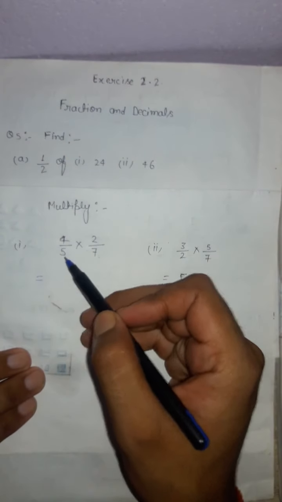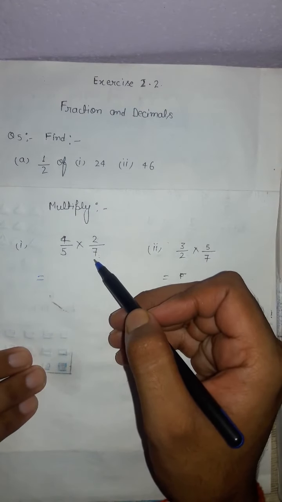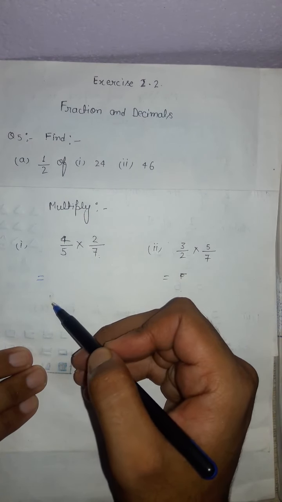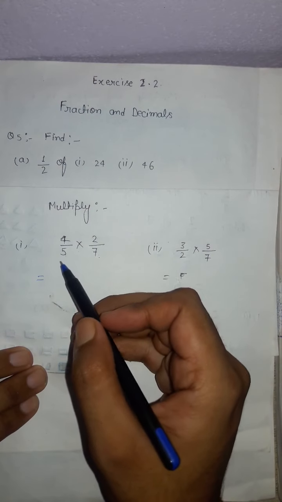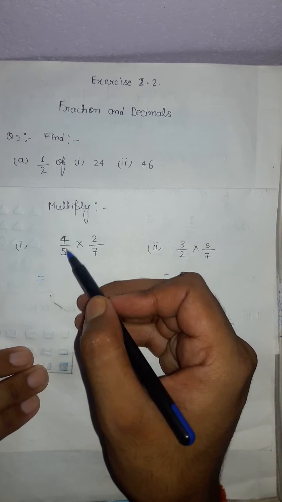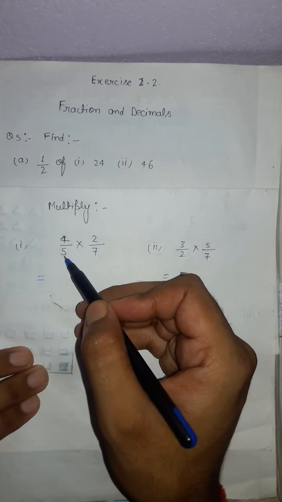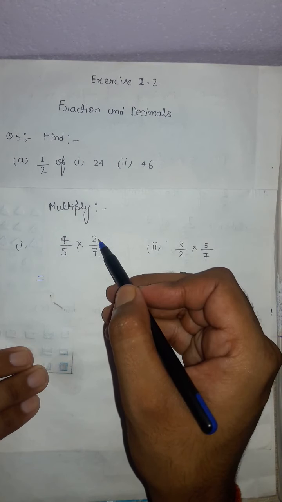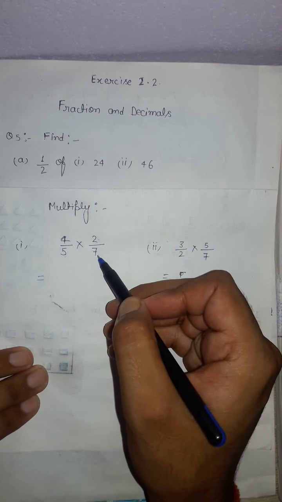To understand the multiplication of fractions, I have taken two examples. See the first one, 4 upon 5 into 2 upon 7. Now we will multiply. Multiplication is very easy. The first fraction 4 upon 5 has numerator 4 and denominator 5, and the second fraction has numerator 2 and denominator 7.